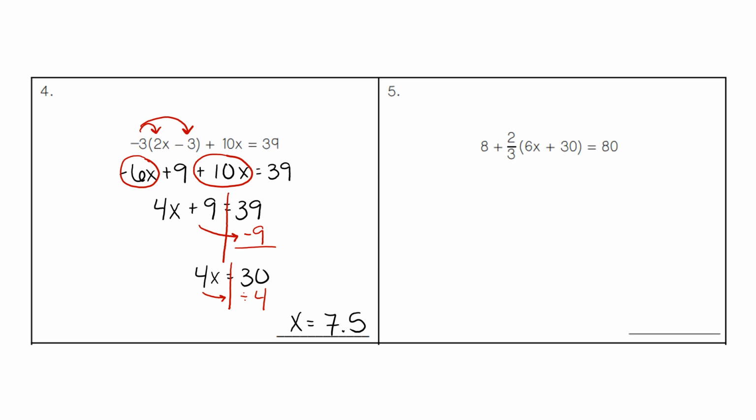For number 5, we start with our parentheses and we multiply our 2/3 fraction. 2/3 times 6 gives us the value 4, so 4x. 2/3 times the 30 gives us a value of 20. We can then combine our like terms, 8 and 20, which would make 28.